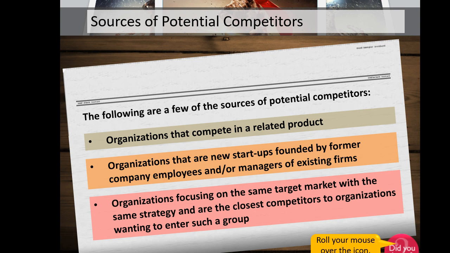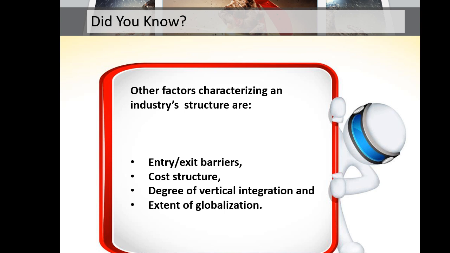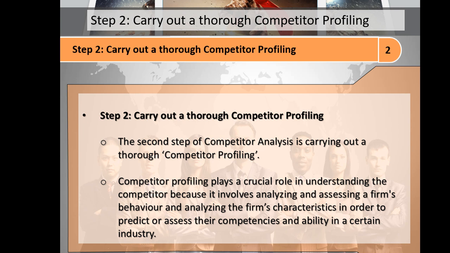managers of an existing firm. On this now, that is why on this one I just read, you see some companies say when you leave the company, within 1 year you will not set up the same business, or within a 15-mile radius you will not set up the same business. Organizations focusing on the same target market with the same strategy are close competitors to organizations wanting to enter such a group. Other factors characterizing an industry structure are entry and exit barriers, cost structure, degree of vertical integration, and extent of what? Globalization.